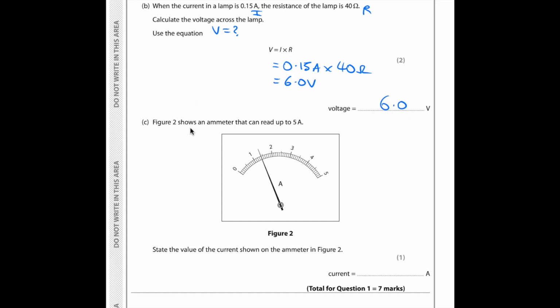C. Figure 2 shows an ammeter that can read up to 5 amps. State the value of the current shown on the ammeter in figure 2. Right, so going from 1 to 2, there are 10 little notches. So each notch, each division, is 0.1. So that's 1.4 amps.